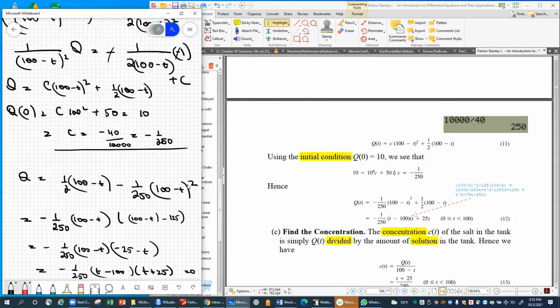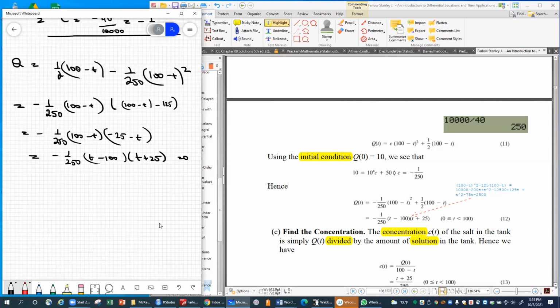You see that, as it should be, it's equal to 0 at t equal 100. It's also equal to 0 at t equal minus 25, but that's not physical, right? t is time, so you cannot set time negative here. But at time 100, when it drains out completely, concentration is also 0, right? So that makes sense.